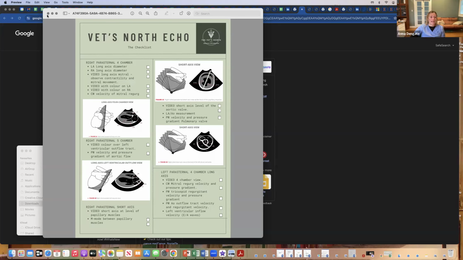And a lot of echo is first impression. Like that first four-chamber view, I'm asking, is contractility normal? Is there chamber enlargement? Are right and left similar in size? Is there evidence of abnormal valves, brightness around valves and stuff like that that might indicate some inflammation in the endocardium, all that stuff.